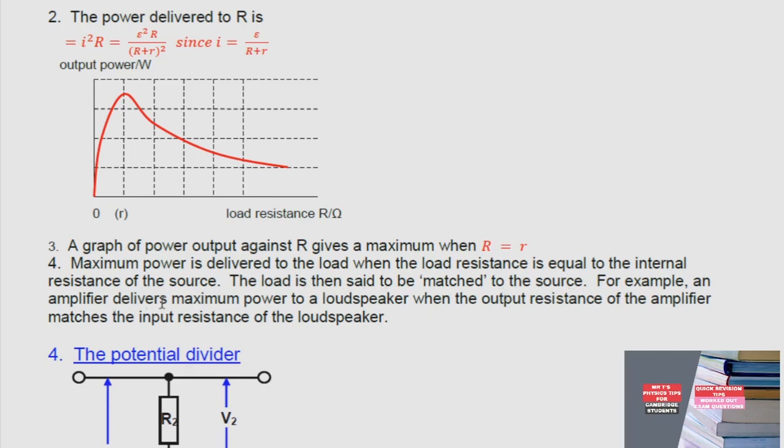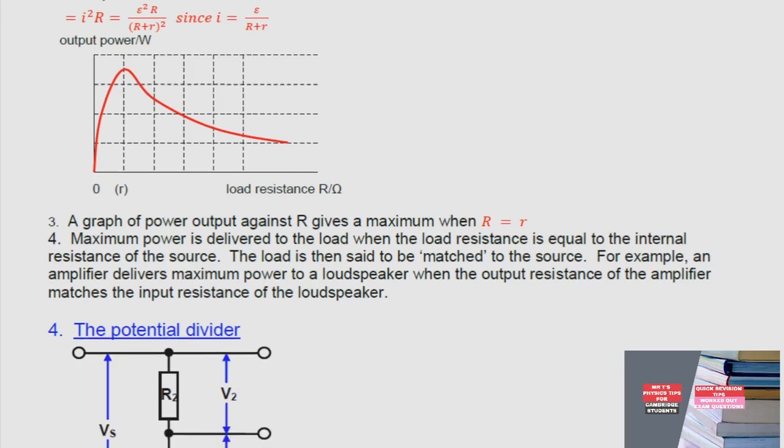For example, an amplifier delivers maximum power to a loudspeaker when the output resistance of the amplifier matches the input resistance of the loudspeaker.